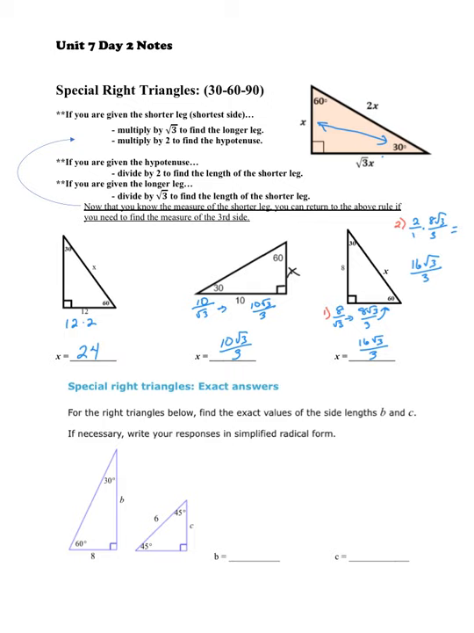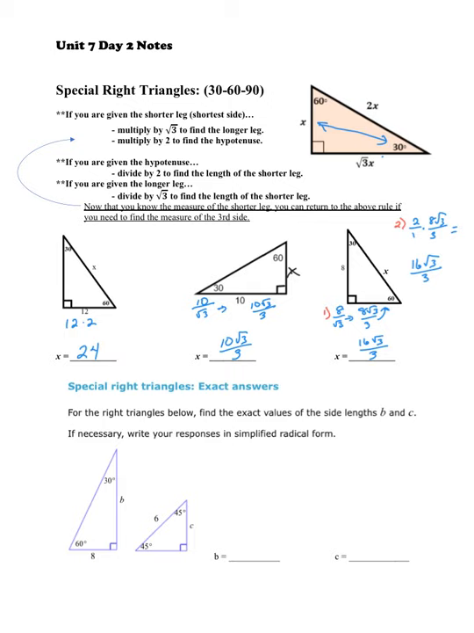Again, we call these exact answers because they are not written in decimal form. They are written in radical form. And the square root of 3 is an exact answer. The decimal format is an approximation. Alrighty, so let's find these exact answers, different colors.